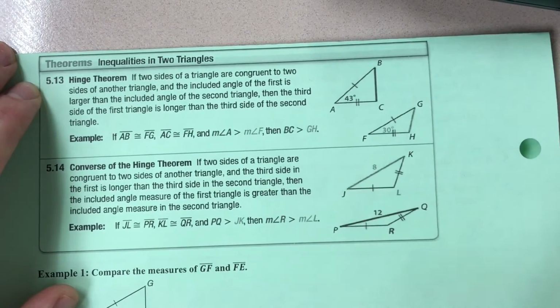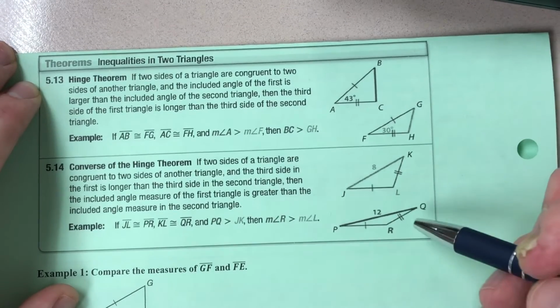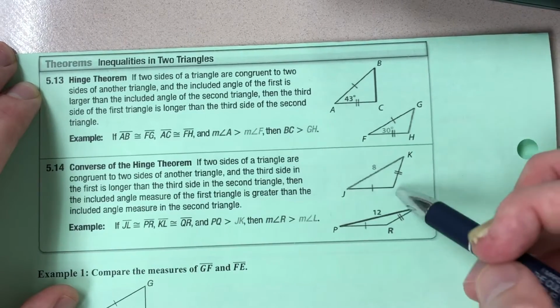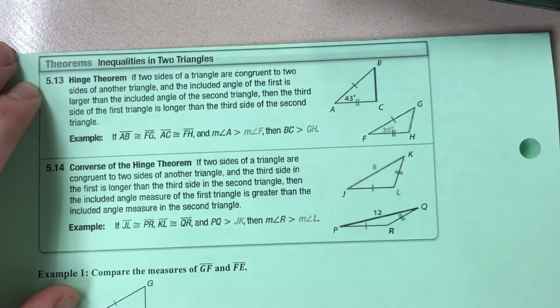We also have the converse, which again, in a lot of words, is pretty much saying if PQ is longer than JK, then R will be greater than L. That's all we're really saying here.